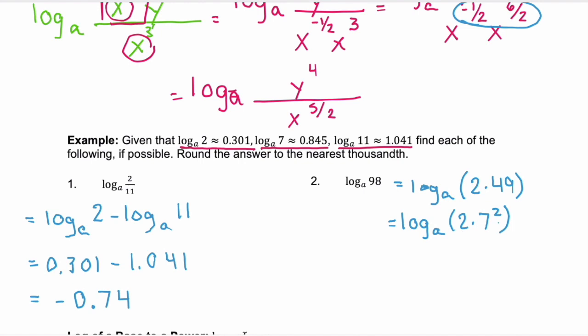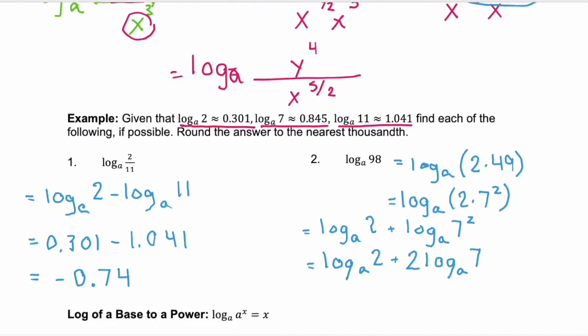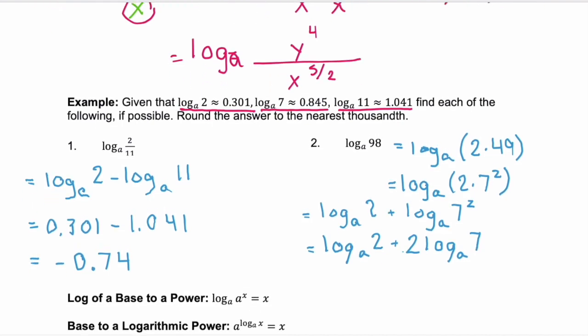Now we can first use the product rule to separate this out as log base a of 2 plus log base a of 7 squared. This first log base a of 2 stays the same. The second term, we're going to use our power rule to bring the exponent of 2 out front. 2 log base a of 7. Now we know the value of log base a of 2 and log base a of 7. We substitute those in.